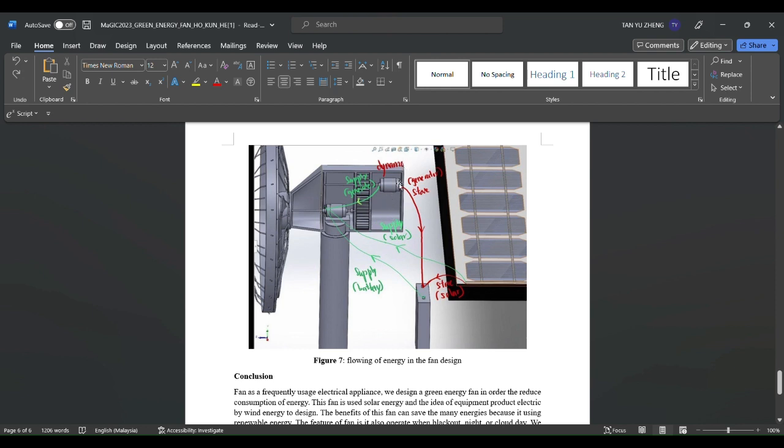And once the dynamo rotates, 50% of the energy will be generated and supplied back to the DC motor to recover the energy consumed by the rotation of the gear. And 50% of the energy will be supplied back and stored in the battery.